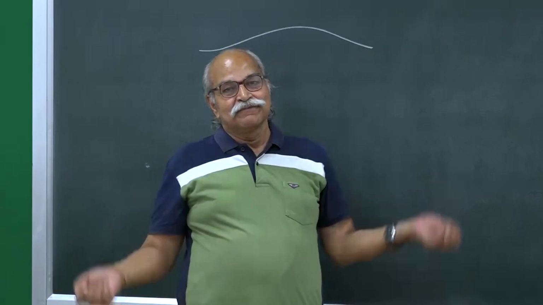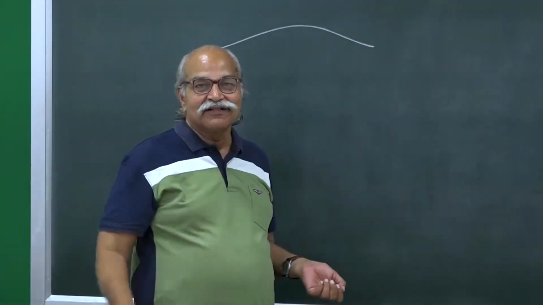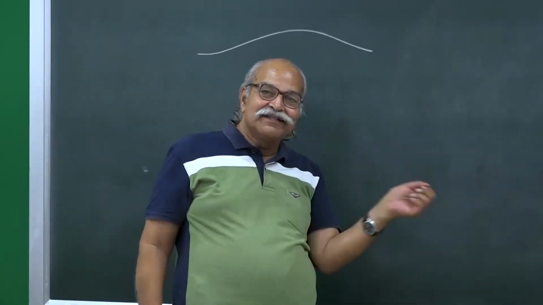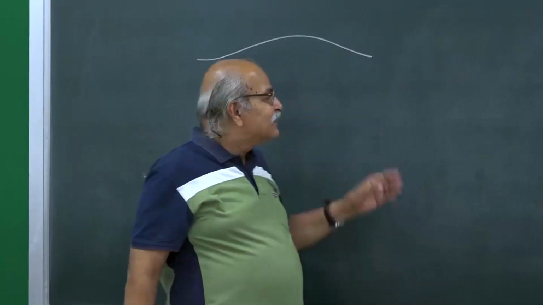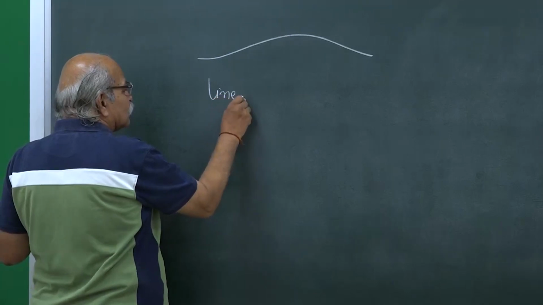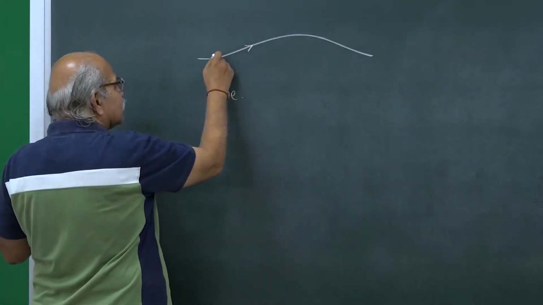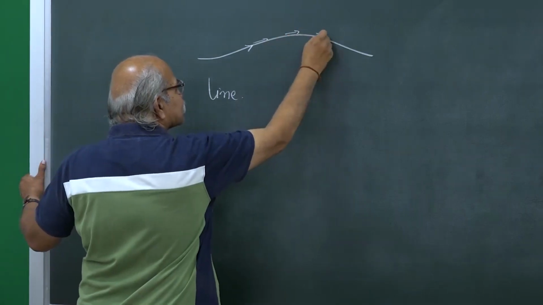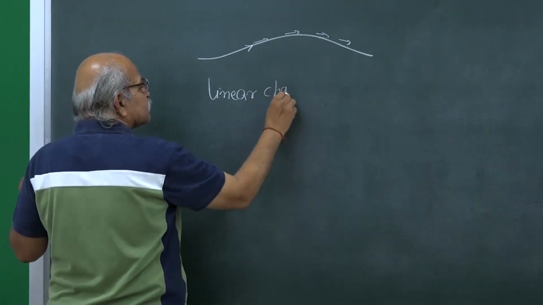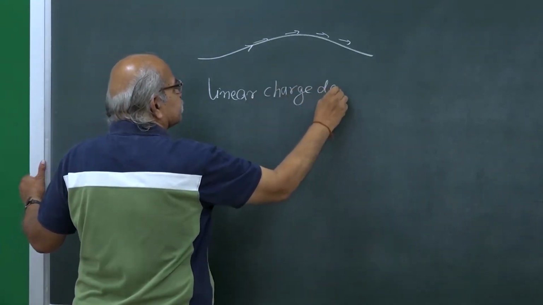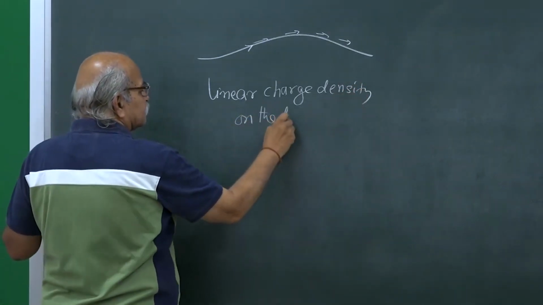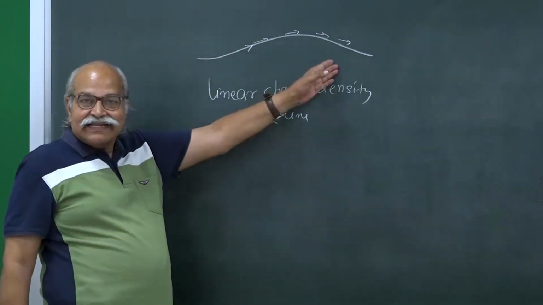but if that thickness is much smaller than the length, and the motion is along the length, there is no motion sideways, then this is a good approximation, where we say you have a line, and in that line you have charges, and those charges are moving. So, suppose you have a linear charge density on the line on which this current is there.